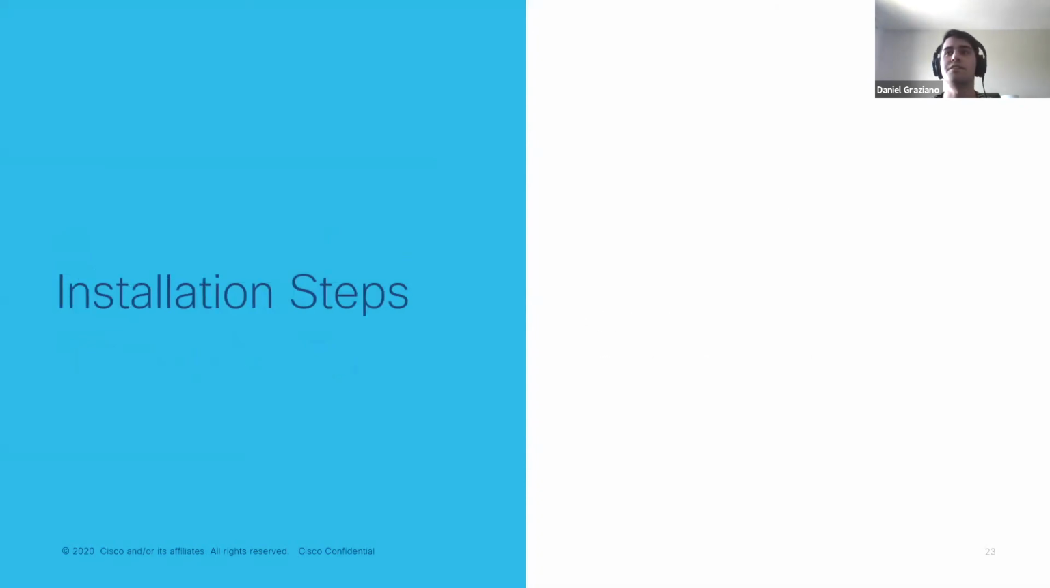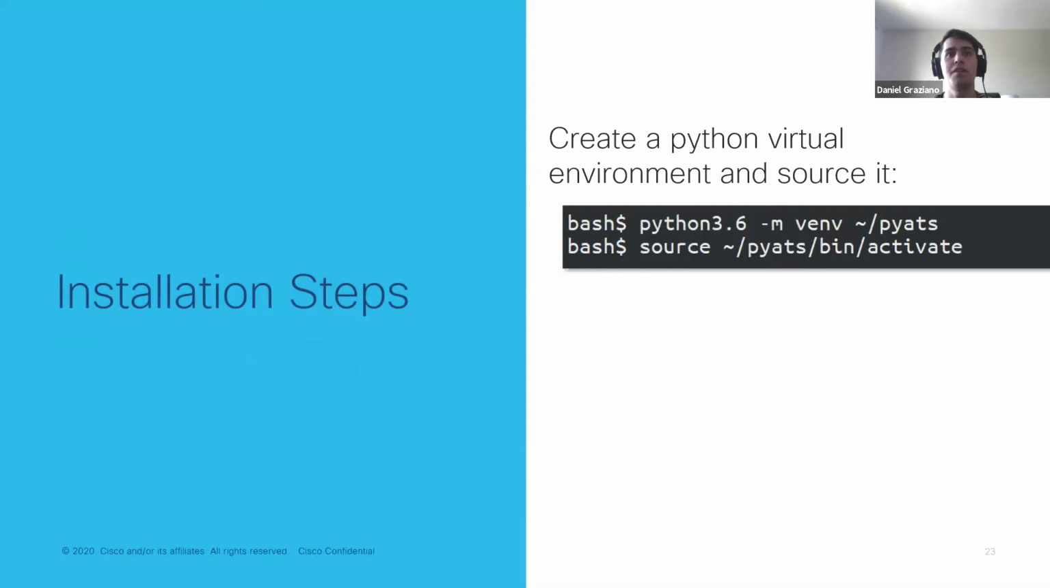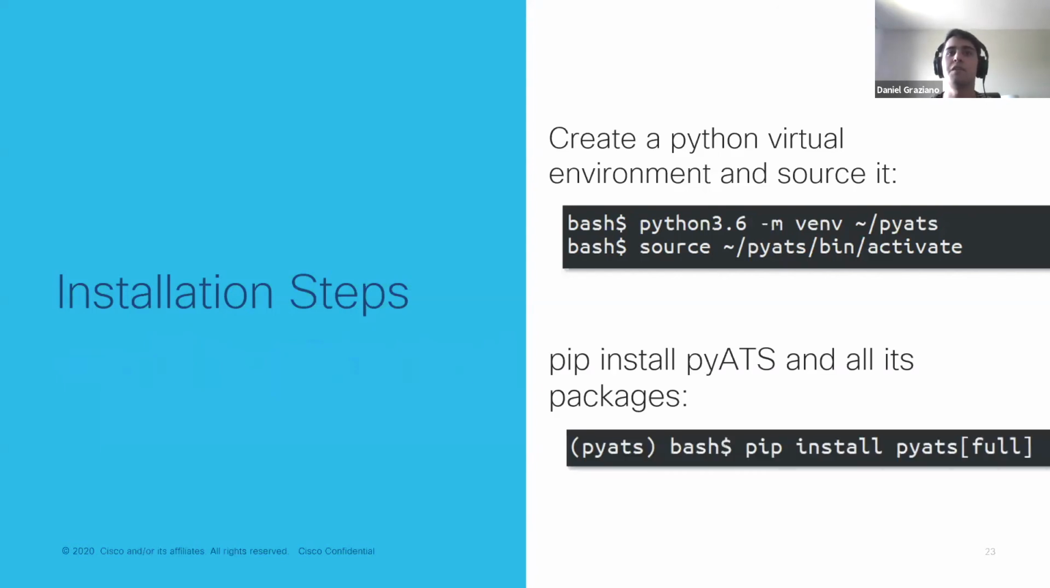To install it, it's very simple. You just need to create a Python virtual environment, and you do that by running python -m venv, and then the folder you want to install it in. In our case, we used home directory pyATS. Once that's done, you can source it by doing source, the folder you installed it in, /bin/activate. Finally, the last step is to pip install pyATS and all of its packages. We made this easy for you, so you can use pip install pyATS square brackets full. And that's it. It's installed and you're ready to use. So we're going to jump on over to a demo where I'm going to show you how to use it.